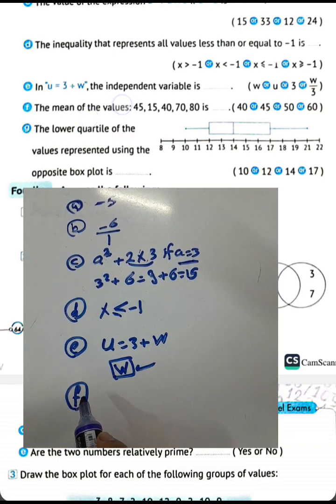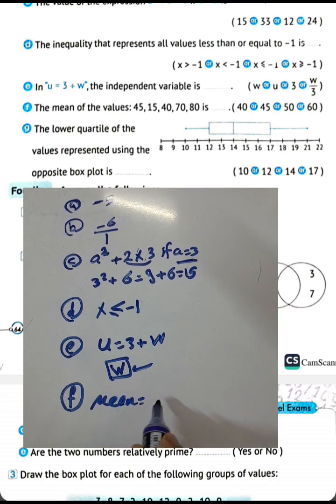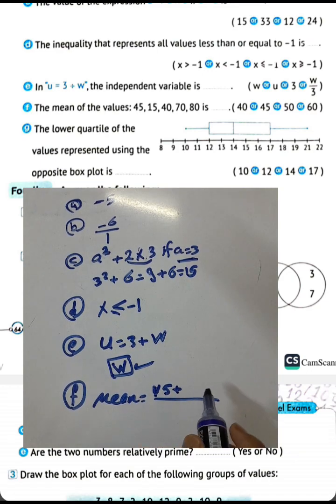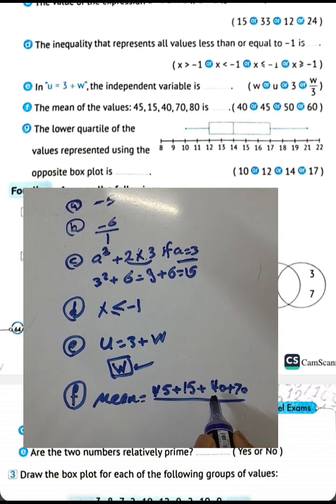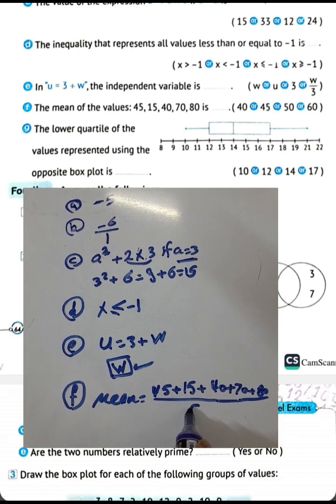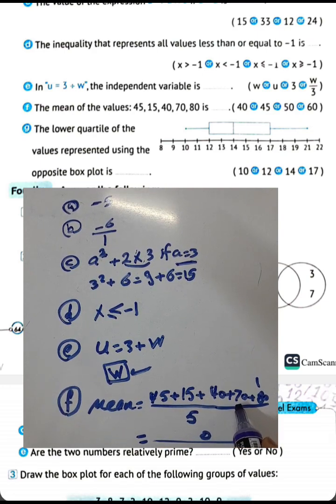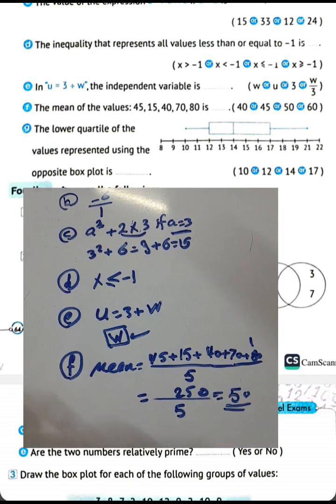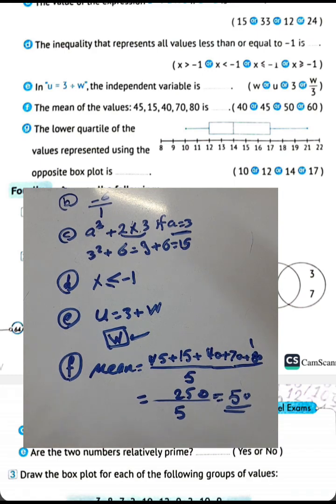Question letter F. The mean of the values, we can find the mean by dividing the sum of all the values by the number of values. We write 45, 15 plus 40 plus 70 plus 80, divided by 5. We add: 5 plus 5 equals 10, 0 and carry 1, 9 plus 7 is 16, plus 4 is 20, 21, 25. 250 over 5 will be 50. This is the mean. The mean here will be equal to 50. It's letter F. Understood?